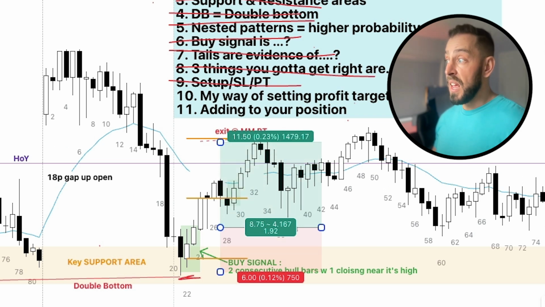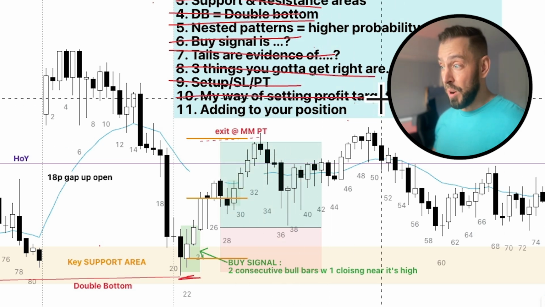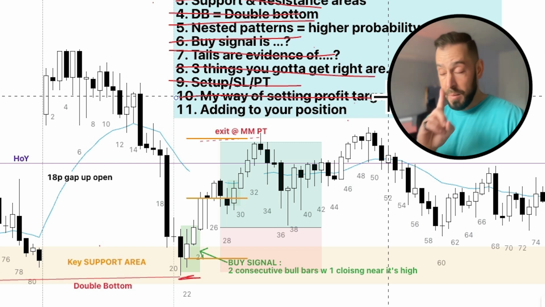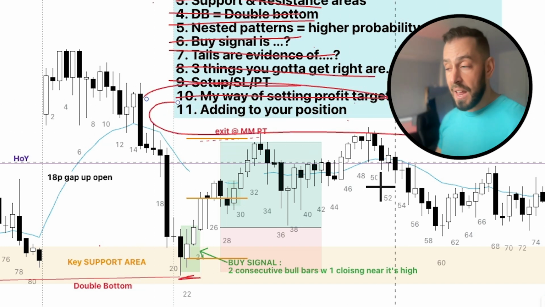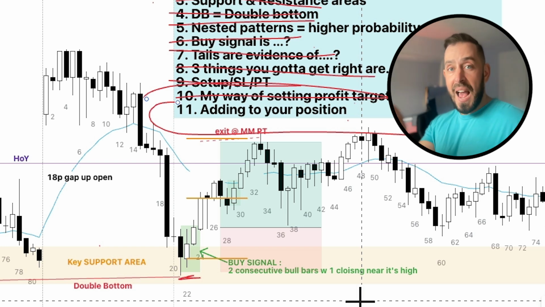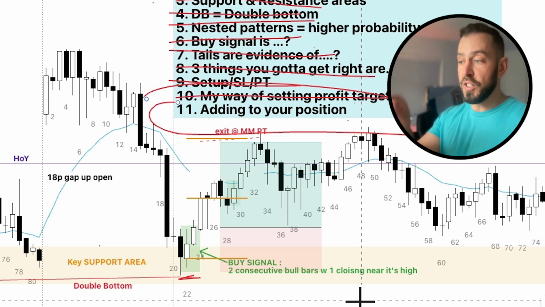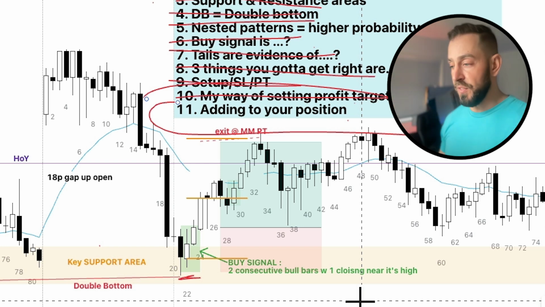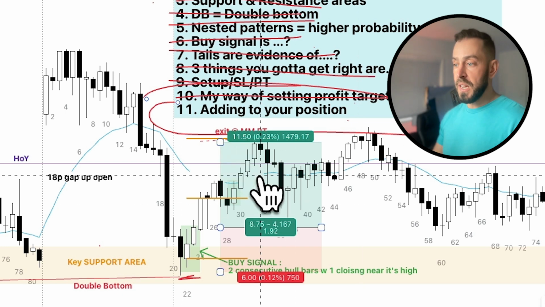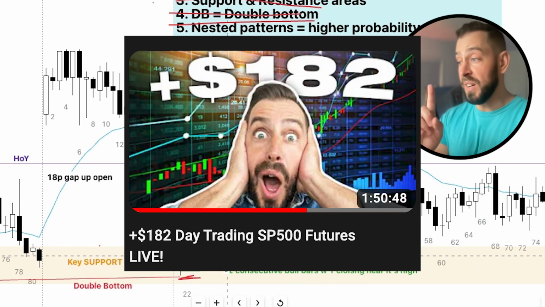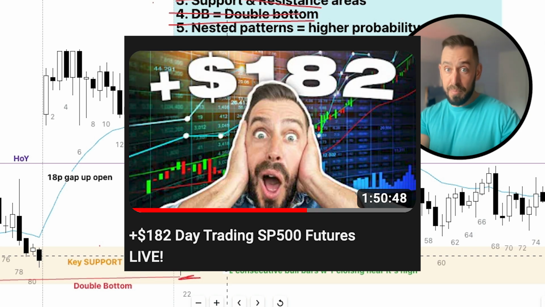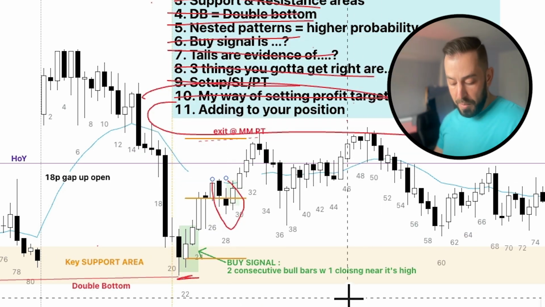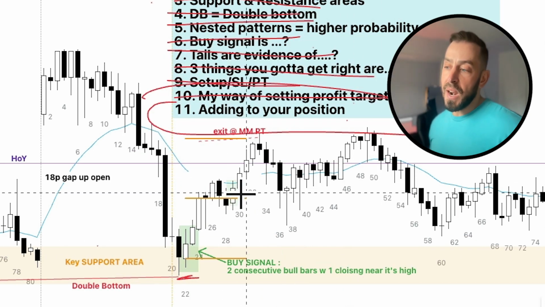Now, we've got everything we need to execute this trade properly, except there's one more detail, and that is number 11, adding to your position. And how do I add to my position? The way that I added to this position was after the trend continuation was confirmed. So I got long here, as I shared with you. And if you want to see this trade live, go to my live stream and you can see this actually happening in real time. So I waited for 2 bear bars. That's a pullback, right?